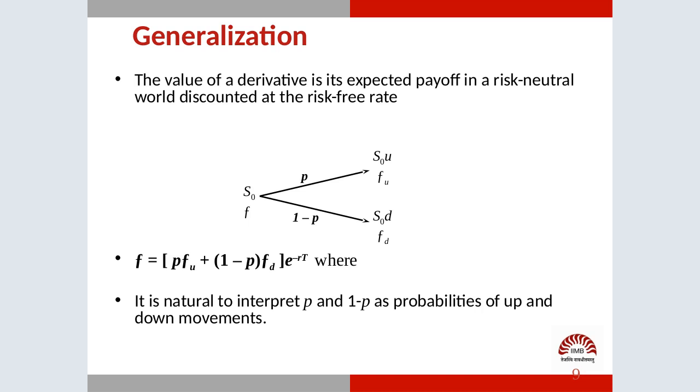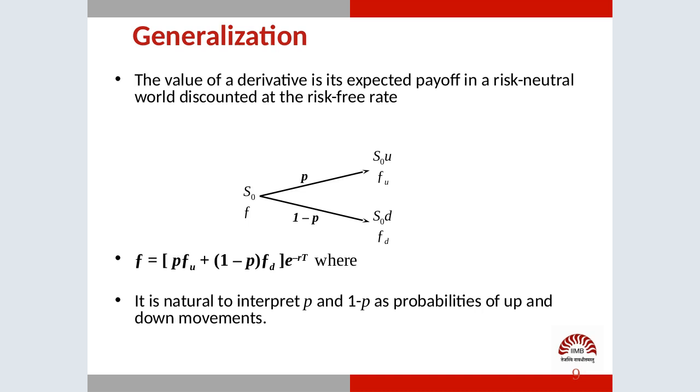So what is... I've written it out there, I've typed it for you all, it will be easier for you all. What is the expected value at time T? You can get to S naught U with a probability of P. You can get to S naught D with a probability of 1 minus P. And therefore, what should be the expected value at time T?